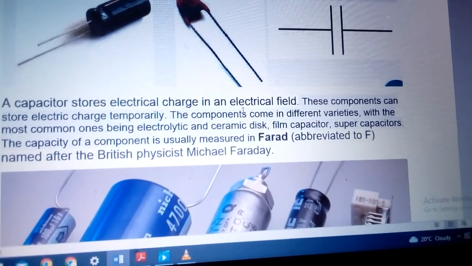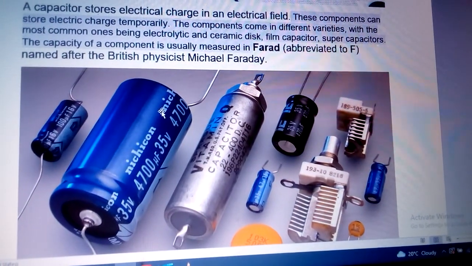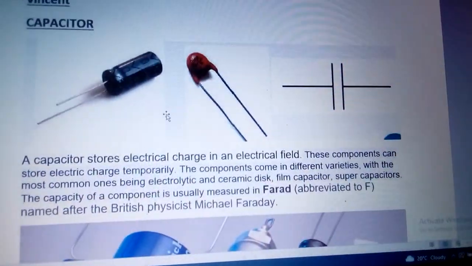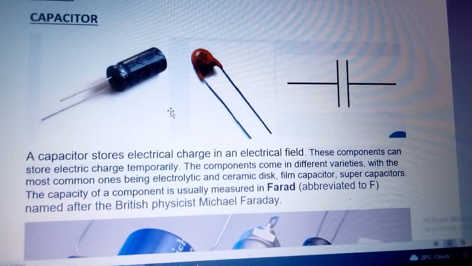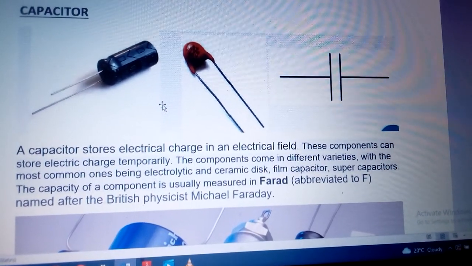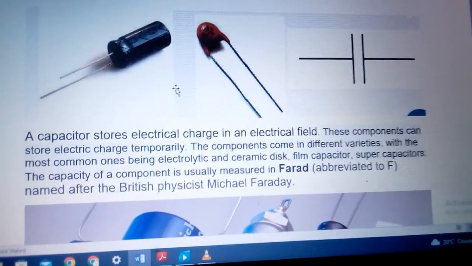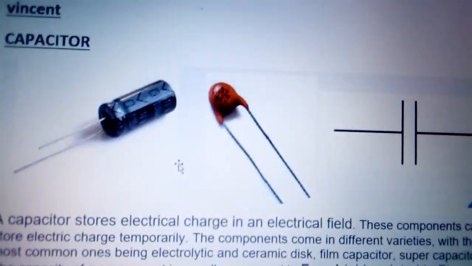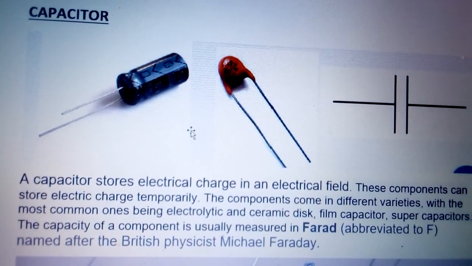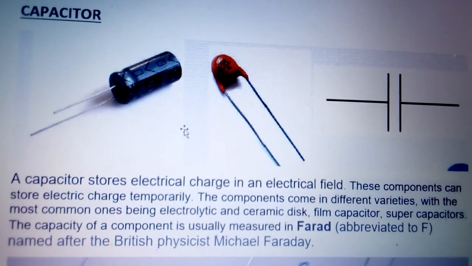Now, the capacity of a capacitor to store an electric charge is called capacitance. And capacitance is measured in farads, named after a British physicist known as Michael Faraday. Now, a capacitor has both a positive and a negative side. So the positive side is called the anode, and the negative side is called the cathode.